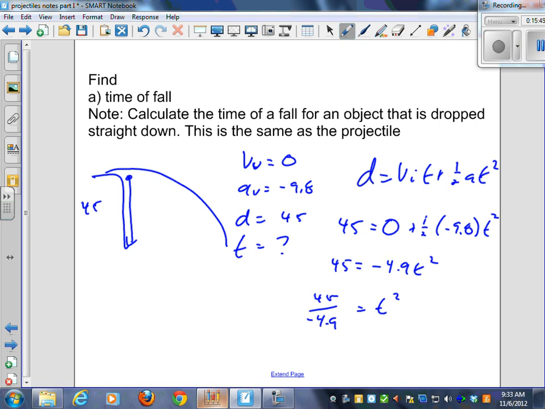45 is supposed to be negative, exactly. Yeah, because it's down, it's actually displacement, so it's actually minus 45, right? Okay, so I'm glad you figured that out. Nothing too challenging there.